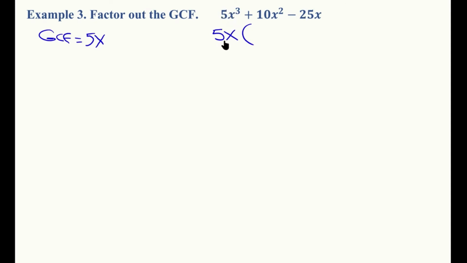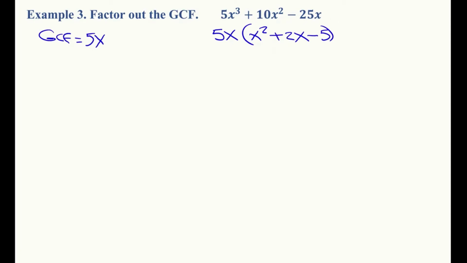So for now, what do we need to multiply 5x by so that we get 5x cubed? Of course, you know that has to be x squared. And what do we have to multiply 5x by to get 10x squared? Notice that would have to be 2x. And what do we have to multiply 5x by to get this? Well, just carry the sign, the negative, and of course you're going to need just a 5, right? Right now you have factored out the greatest common factor of this expression.